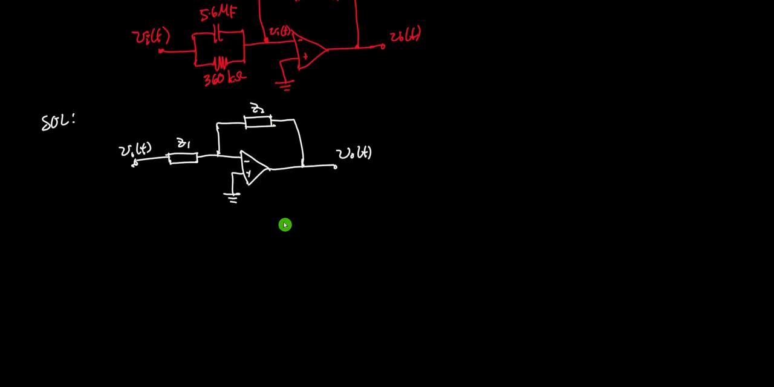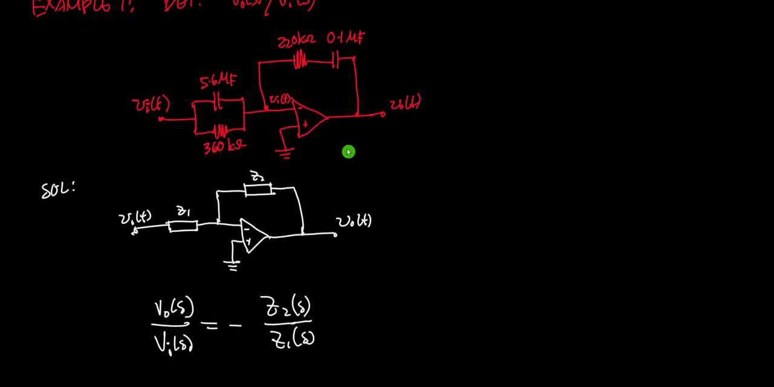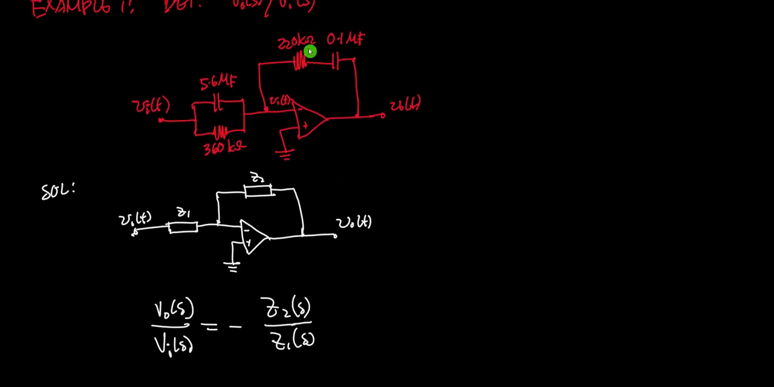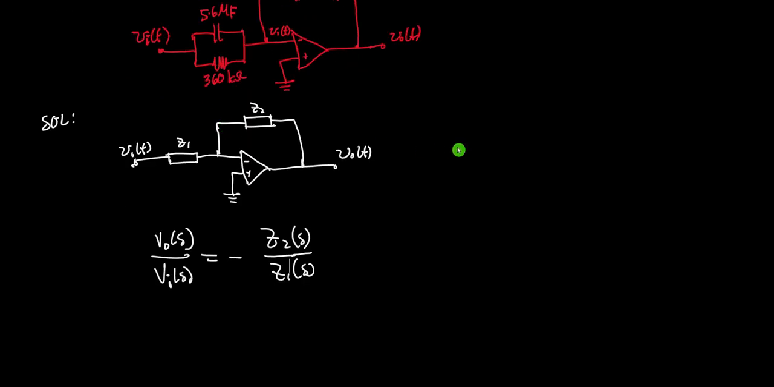So the transfer function, V out in S domain over the input in S domain, is just equal to negative Z2 over Z1. But this should also be in S domain. So we just need to determine what is Z2 and what is Z1. Our Z2 is the equivalent impedance of this circuit here, these two components, and Z1 is the equivalent impedance of these two. So first, for Z1, what will be Z1 of S?